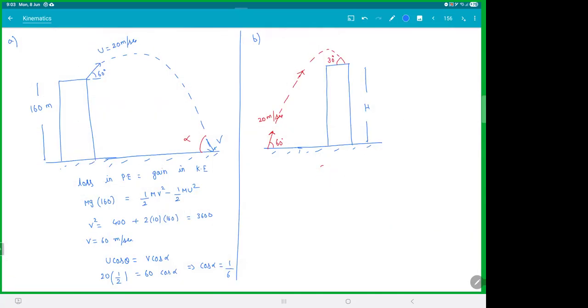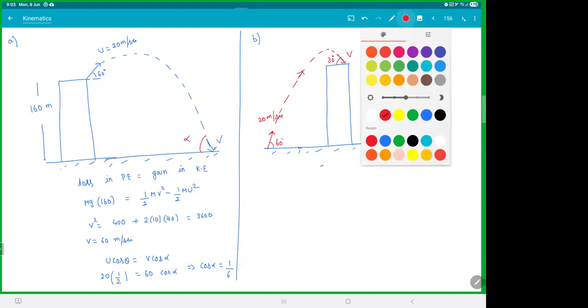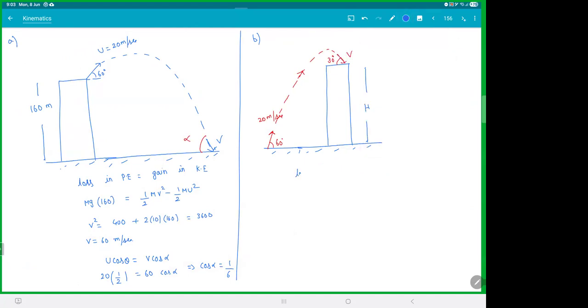Same story here. So initially it is 20. Finally, let the speed be v here. Now here you're losing kinetic energy. So I'll say loss in kinetic energy is gain in potential energy, because the speed is decreasing here. So this is half m 20 square minus half m v square is equal to mgh. But how do I find v?